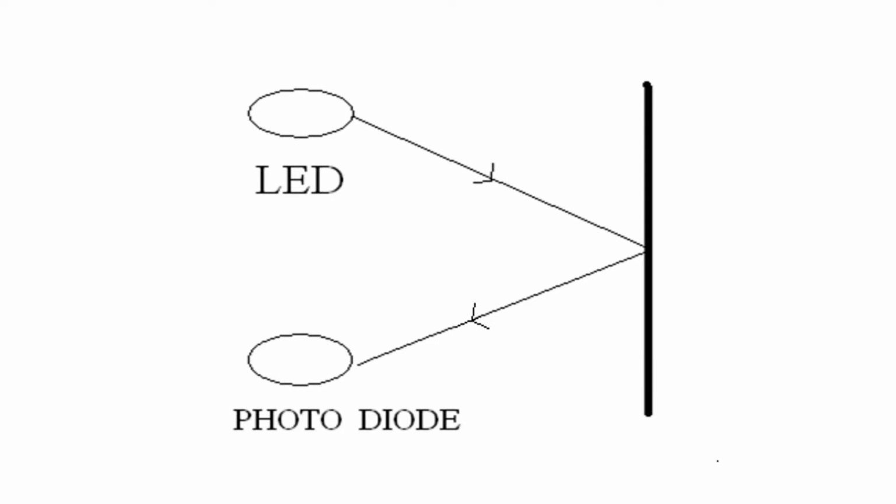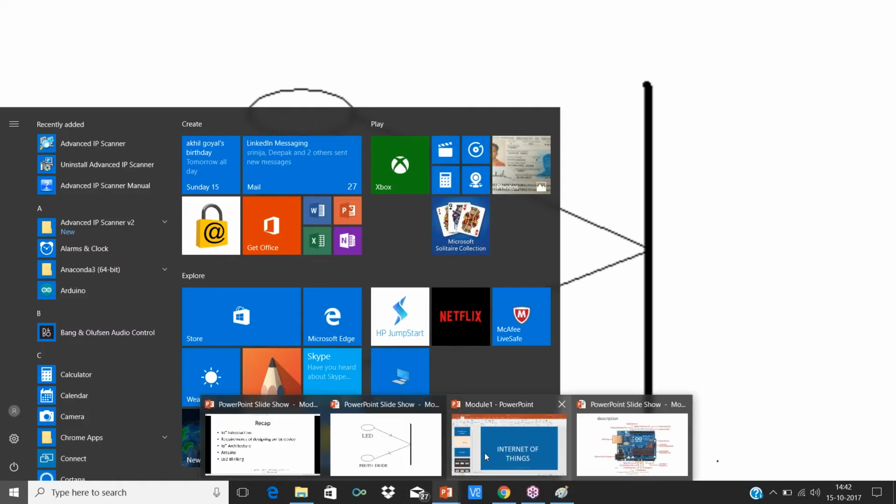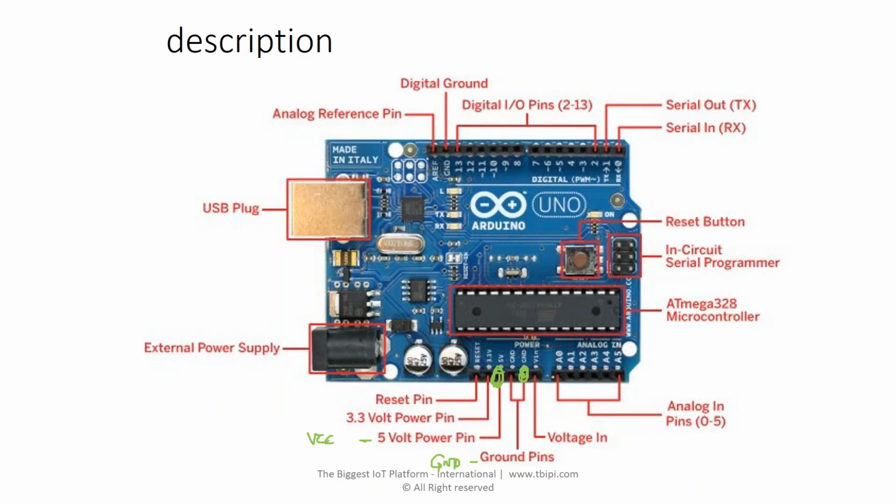Now we have an output pin on the sensor as well. We'll try to connect that output pin to Arduino. On Arduino, you can see over here you have got A0 to A5. These pins have analog inputs.